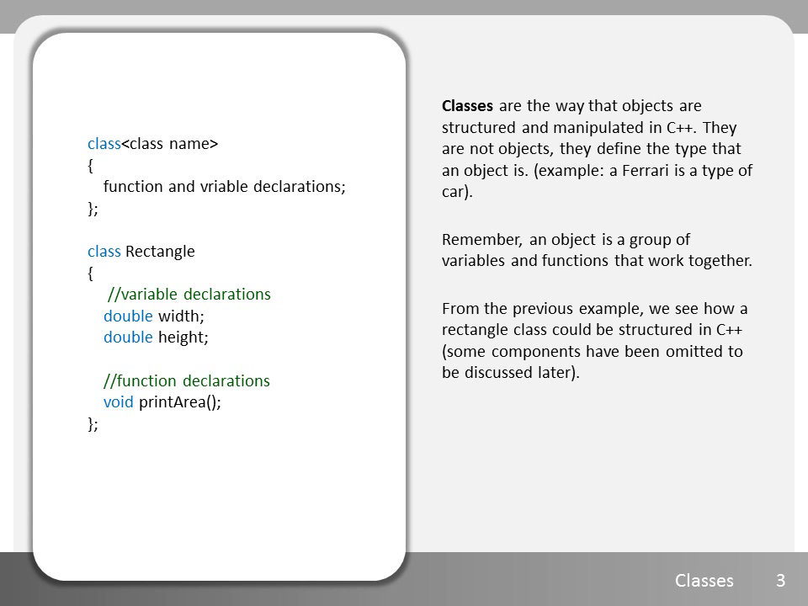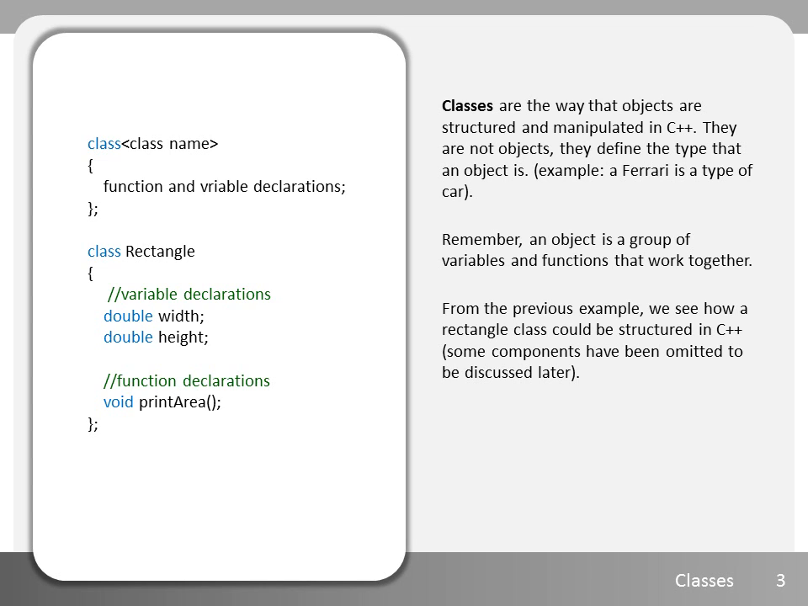Different programming languages have different approaches to allow the use of object-oriented programming. C++ implements it by means of classes. Classes are the way that objects are structured and manipulated in C++. They are not objects. They define the type that an object is. Example, a Ferrari is a type of car. Consider them as blueprints of an object, how it is designed.